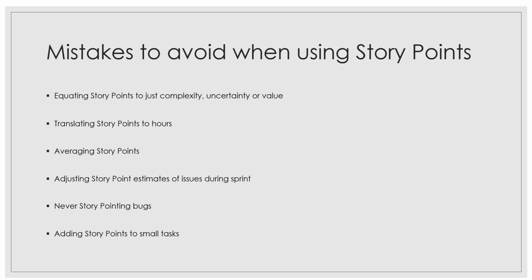Then next point is adding story points to small tasks. A small spike for investigating something should be just time boxed. If it is clear that it will take 4 hours to do or 5 hours to do, there is no need to bring any story points in there. Okay.